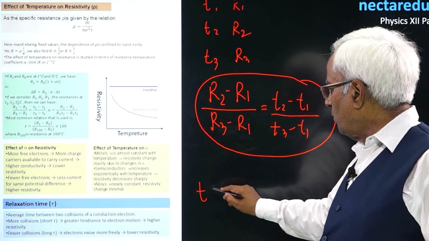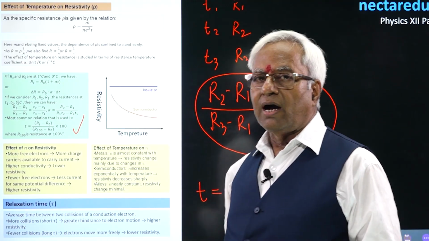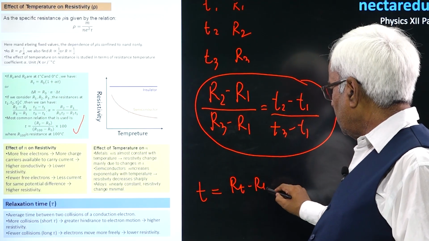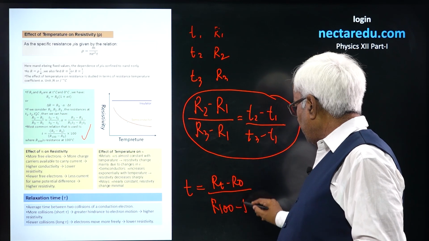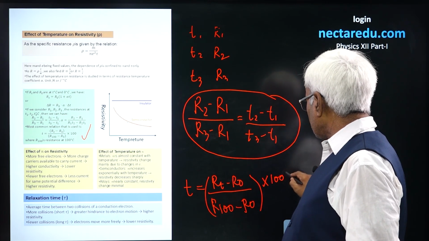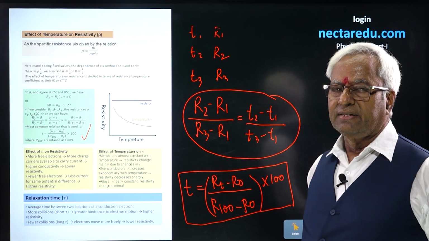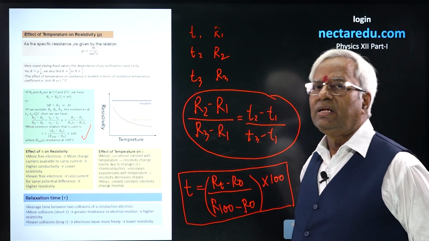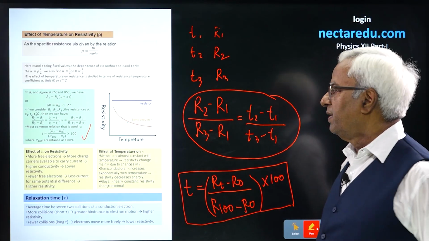Then the most common relation used is given here: T equals (R_T minus R_0) over (R_100 minus R_0), this whole thing multiplied by 100. This is the most common format of the formula used for finding the temperature, because the resistances at 0 degree and at 100 degree are most commonly given in the problem.